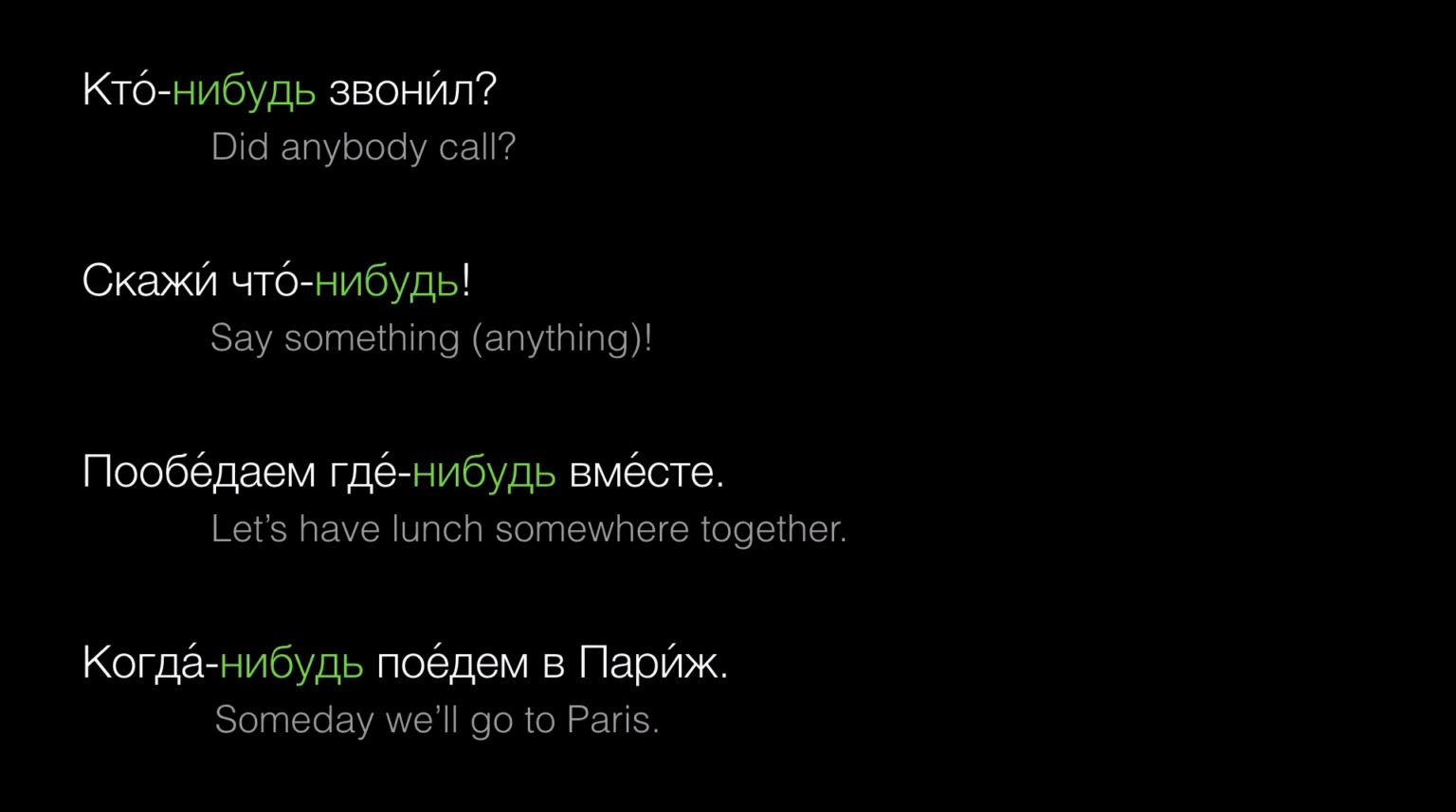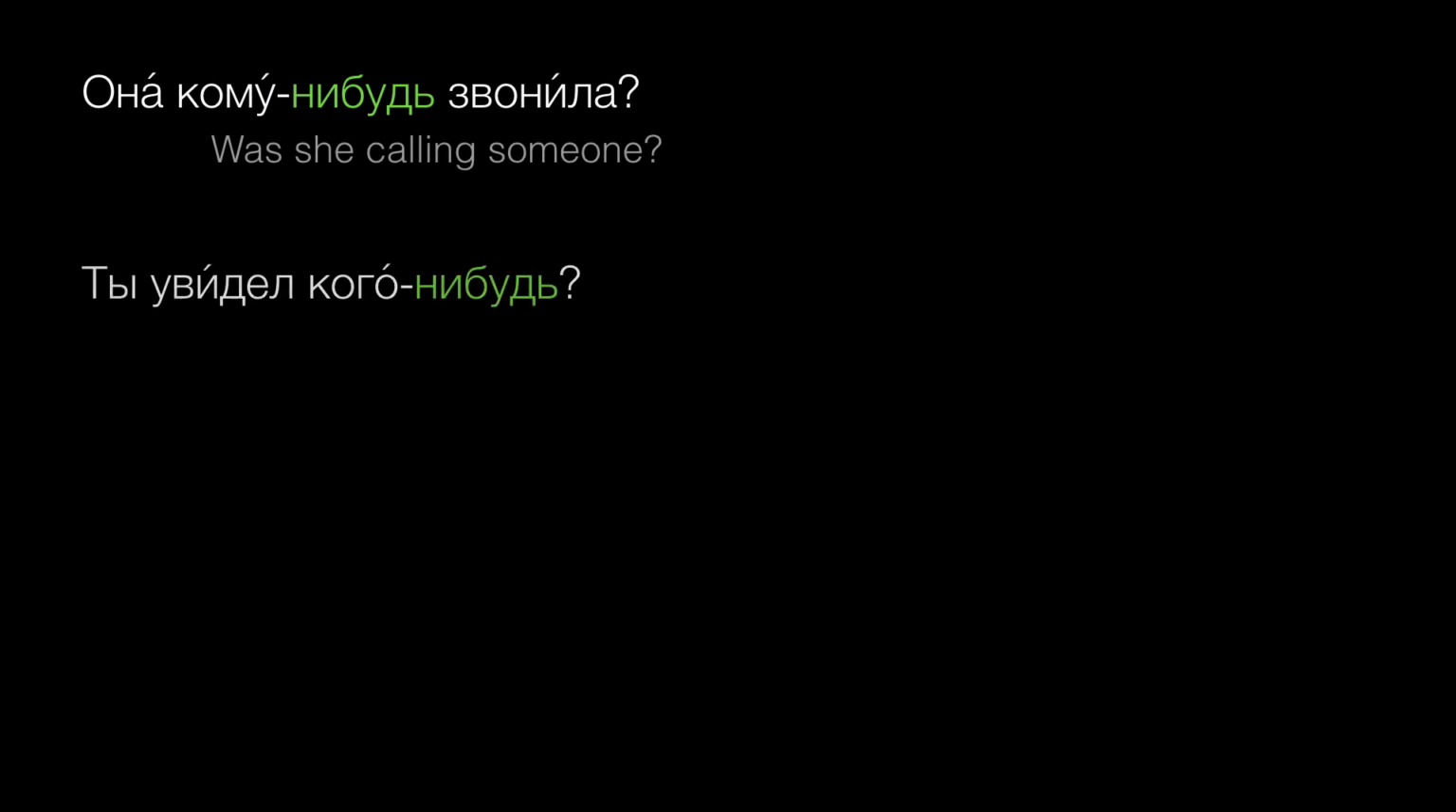In all these examples, we're not referring to a particular person, thing, place, or time. In fact, what we're thinking about may not even exist. I don't know if anyone called, and maybe nobody did. There's nothing specific that I want you to say. I don't know where we should go eat, and I don't know when we'll go to Paris. Just as before, you may need to decline the question word for case, but the form of нибудь never changes. Она кому-нибудь звонила? Ты увидел кого-нибудь?